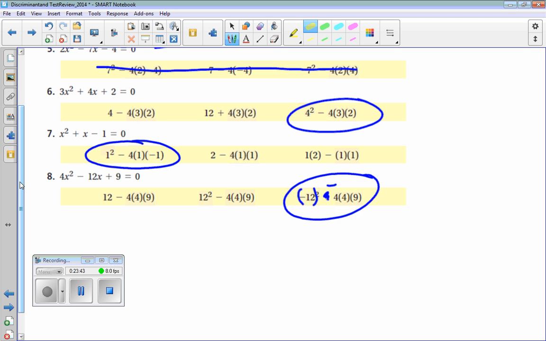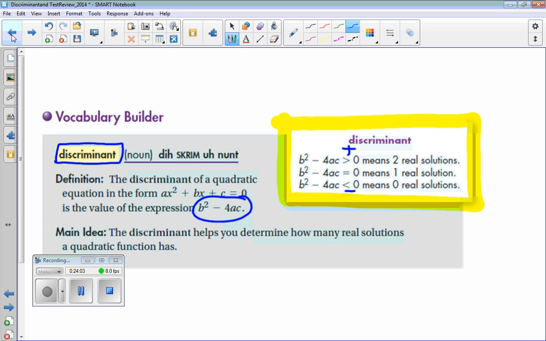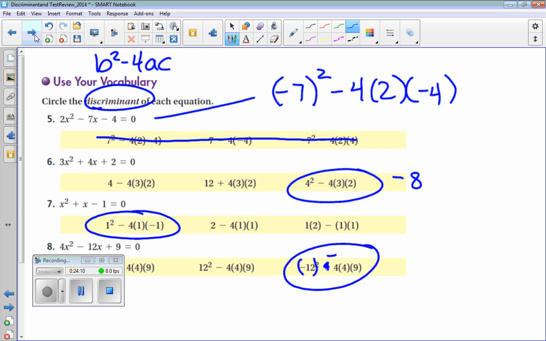How many solutions does the first one have? 2. I disagree. Oh, I got -8 as my discriminant. Because of the negative, how many solutions does it have? 0. Let's go back, guys. If it has a negative number underneath the square root, that means there are 0 solutions. So the discriminant is negative. Wait. This tells me there are no real solutions.